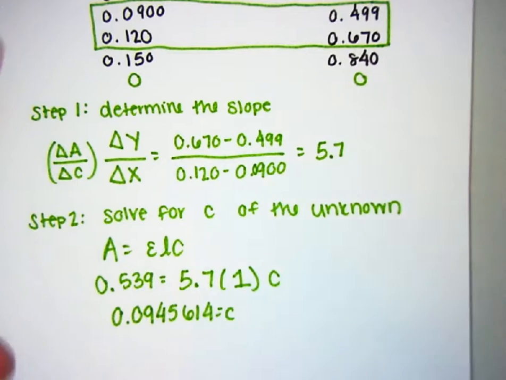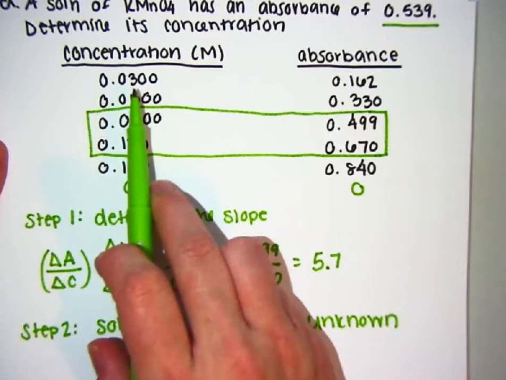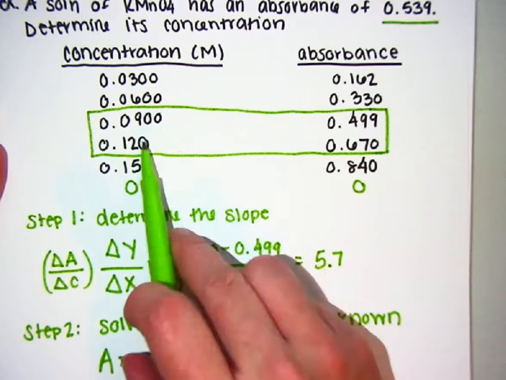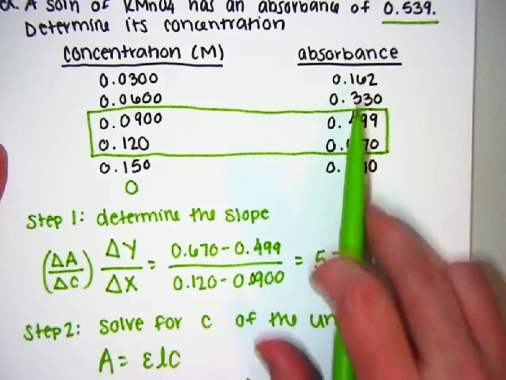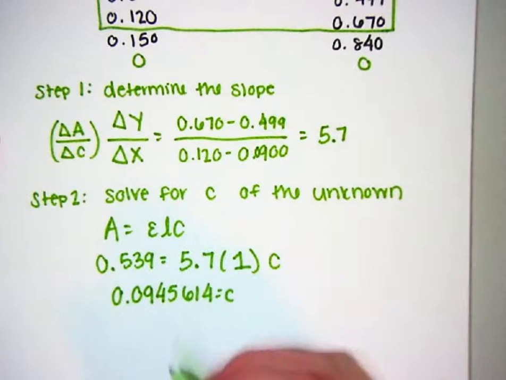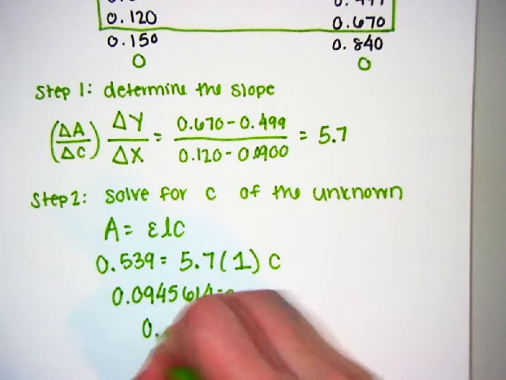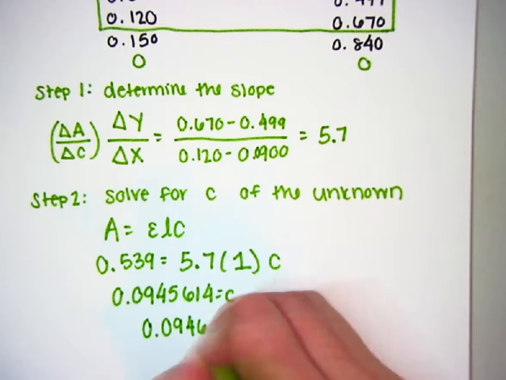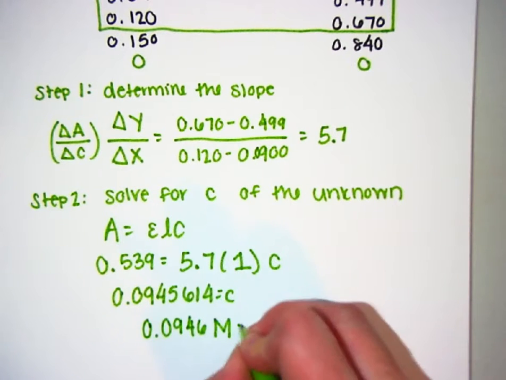Let's think about significant figures. Let's look at all of our measurements. Leading zeros are not significant. So all of my concentrations have 3 significant figures. All of my absorbances have 3 significant figures. Let's round my answer to 3 significant figures. 0.0946 molar.